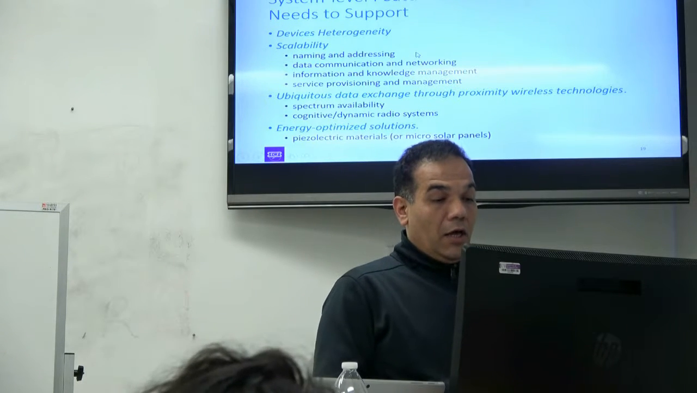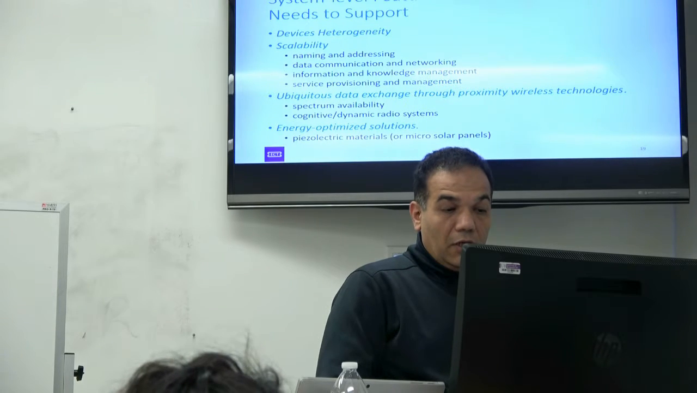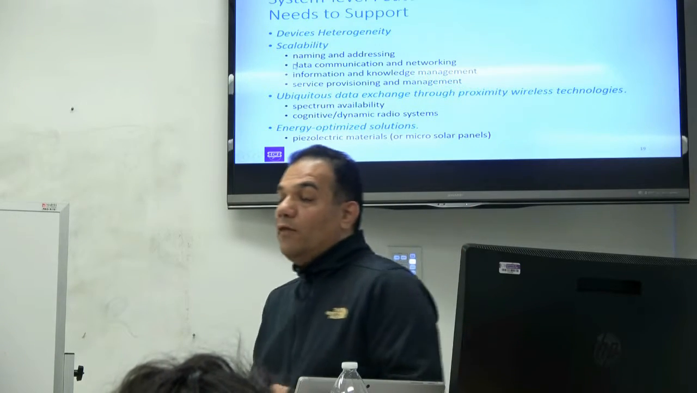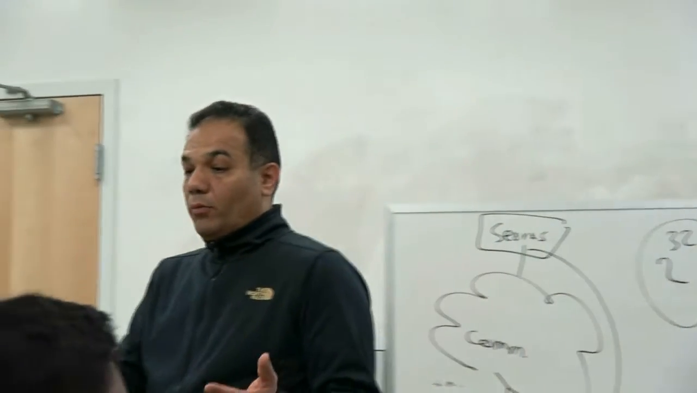Then, ubiquitous data exchange through proximity wireless technologies. How will the data be exchanged? The spectrum availability. You know that bandwidth is bought from the government. You cannot go and use any bandwidth you want. AT&T or T-Mobile or the Army, they get certain bandwidth. If you send data through bandwidth which is not assigned to you, you know what will happen? You go to jail. That's a major thing.